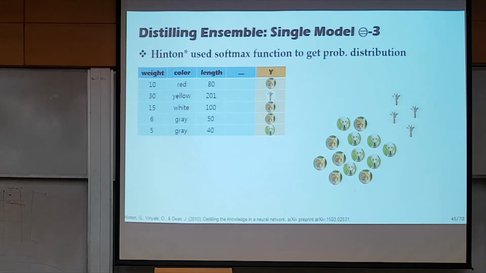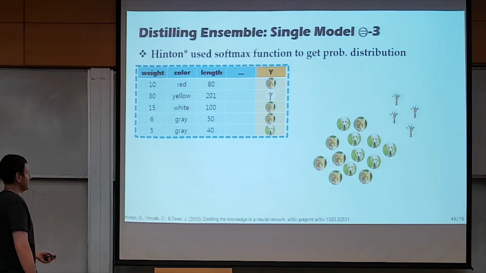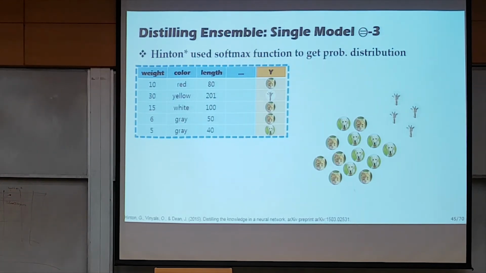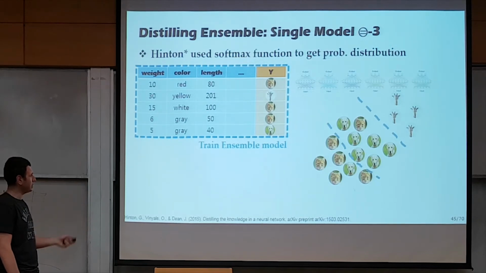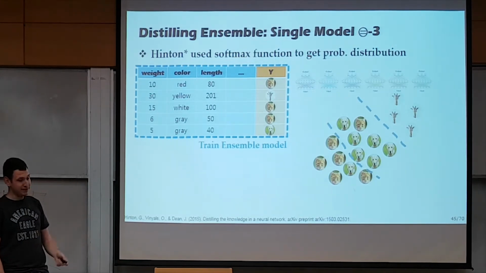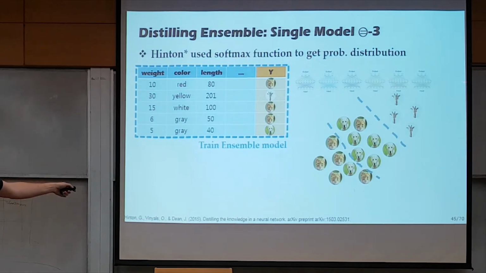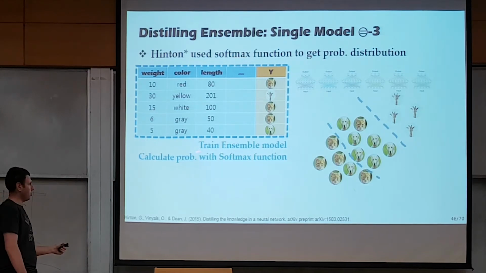Okay. So Hinton used the softmax function to get a probability distribution. It's actually our model 3. Again, we have our data. We are not enriching our data by sampling. We will use some more sophisticated distillation, our ensemble model. We know that we have more powerful neural networks, and we are calculating probability with the softmax function.